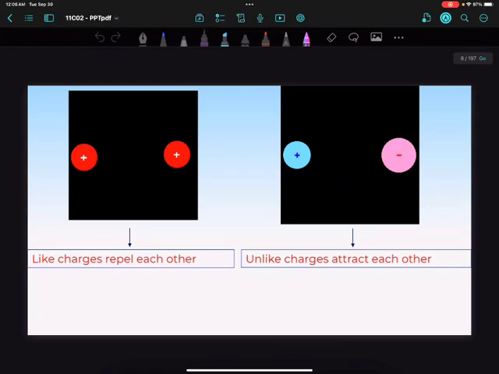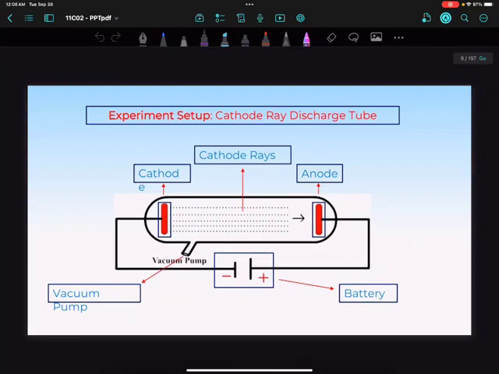Like we know, when two negative charges are brought together, they repel each other. So if we take a negative charge A and negative charge B, they will not attract, they will repel each other. Also when we take a positive charge A and positive charge B, they will also repel. But if we take a negative charge and a positive charge, they will attract. Okay, this is the basic thing that should be learned.